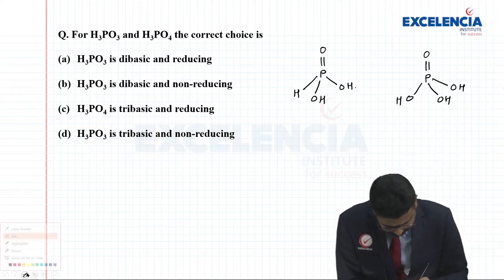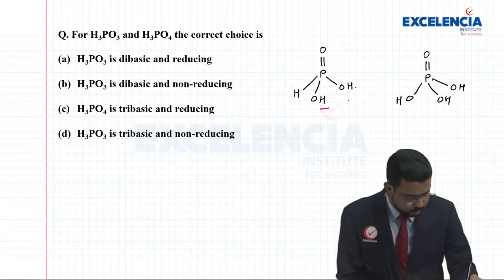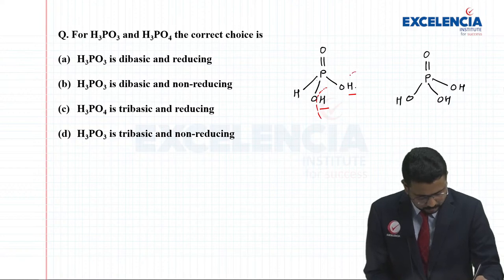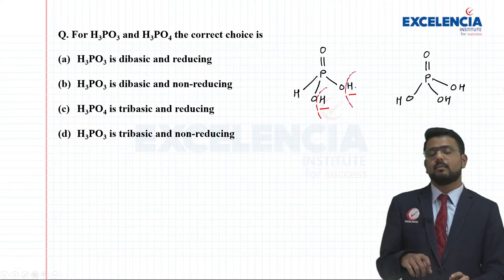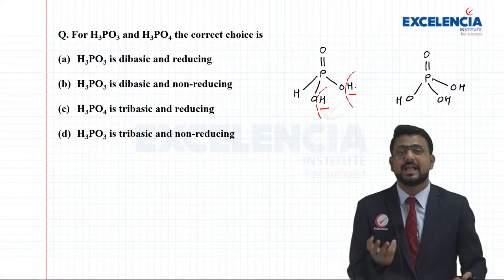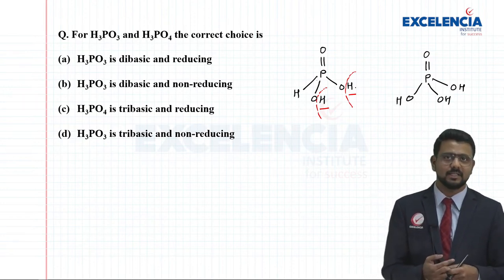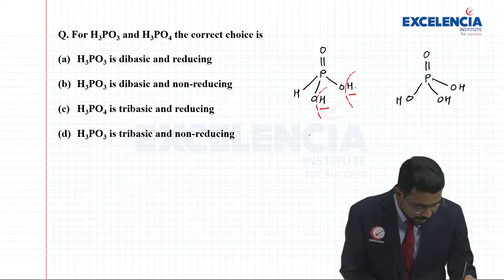Now in H3PO3 you will realize that there are two acidic hydrogens present. So if these H plus ions are gone, right? One mole of H3PO3 can produce 2 moles of H plus ions. So we say they are replaceable H plus ions and hence it is going to be dibasic.